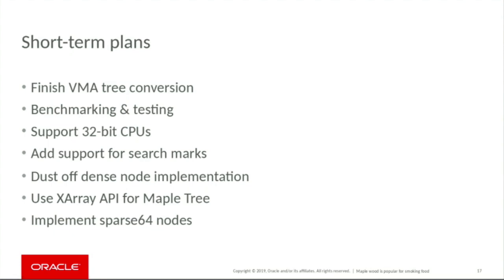One of the things that's missing compared to the XArray API is search marks. What search marks let you do is tag each of the pointers with a particular mark, 0, 1, or 2, and then you can say things like, show me all of the pointers which are tagged with tag number 1. Some of the users make a lot of use of that, and others make no use of that. So we need a new node format for supporting search marks. That's fine.